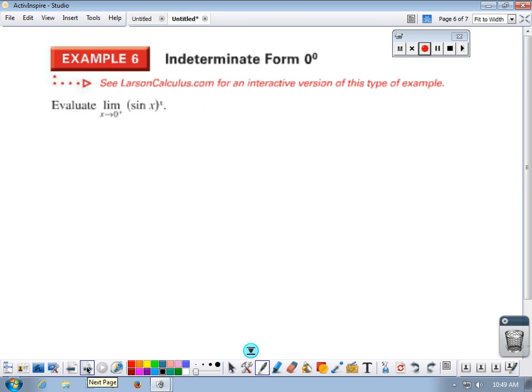This one is similar because you have x as an exponent. It's the limit as x approaches 0 from the right of sine x to the x. Alright, so this is 0 to the 0, which is indeterminate, but it's not in the form that we can use L'Hopital's rule. So we're going to have to let y equal this limit.